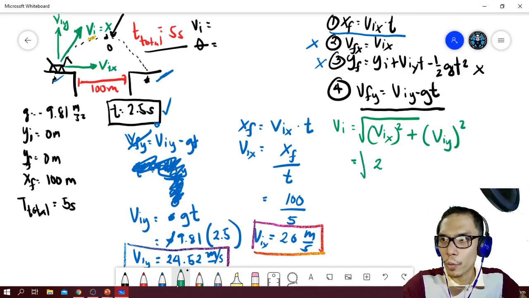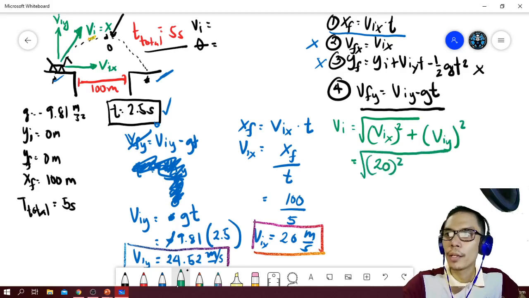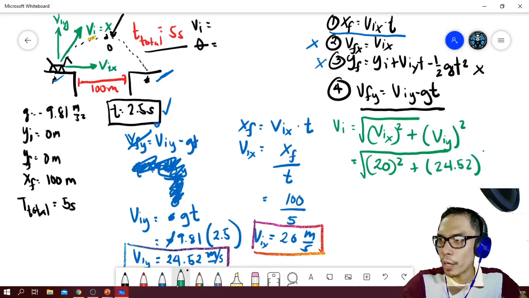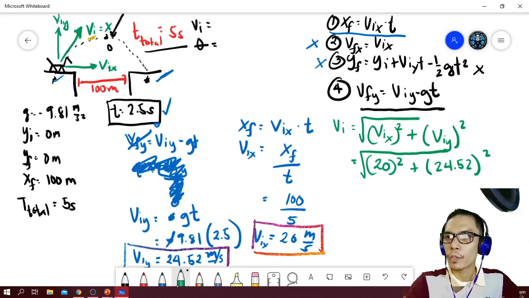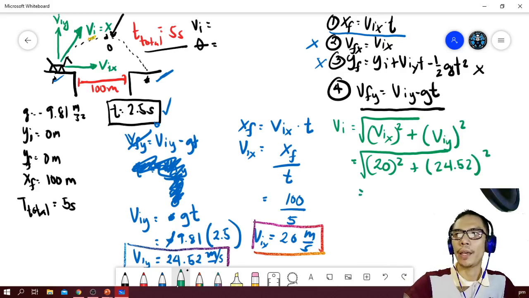Let's substitute the value. We got the square root over here. So we have 20 squared plus the v sub iy, which is 24.52 squared. There you go.